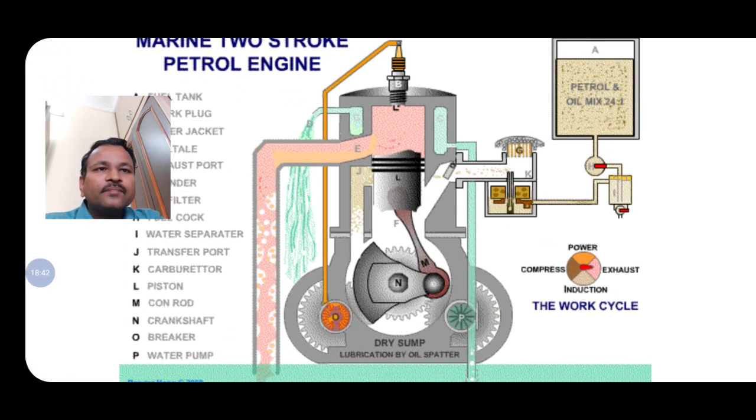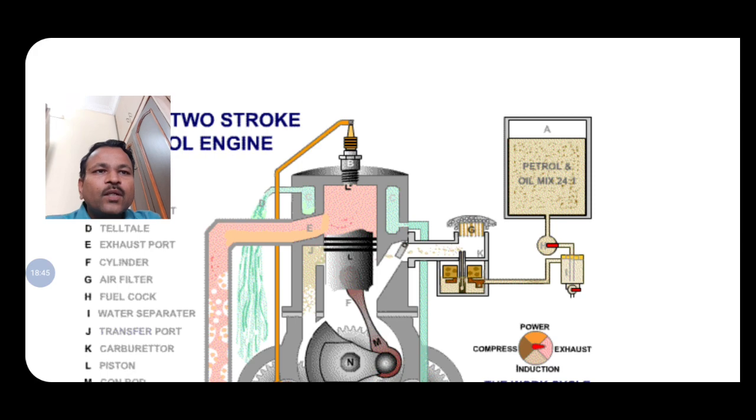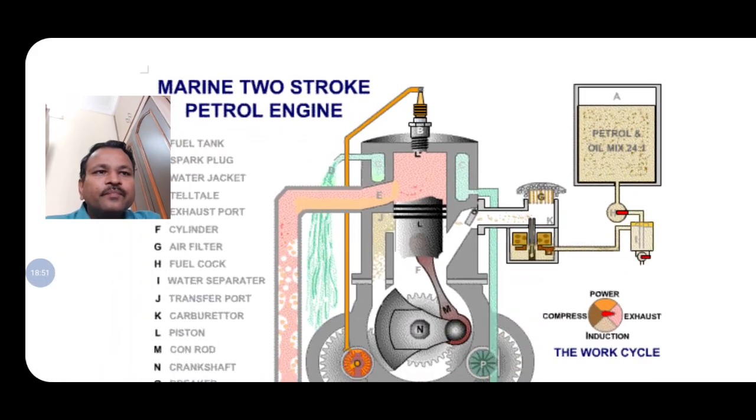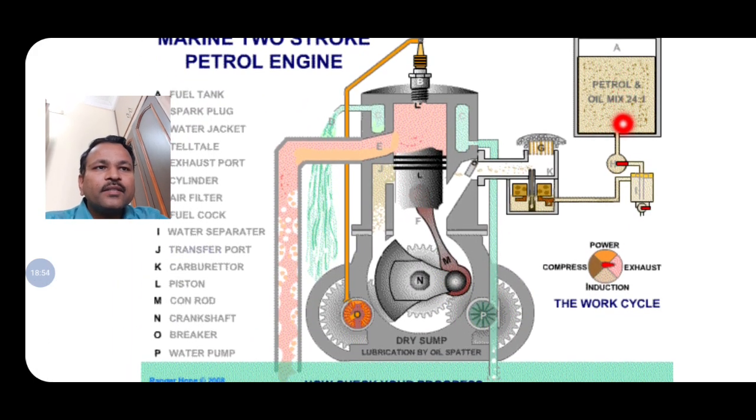You can see here, the petrol-oil mix. It comes from the petrol tank, where oil is there. Okay, it will come to this filter, and it goes to the cylinder. It will come through the inlet valve or inlet port. So this is a piston. This is a crankcase. The charge enters like this. It gets compressed. The exhaust gases will go outside.